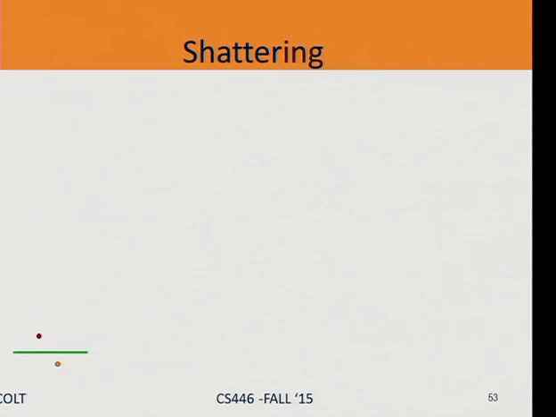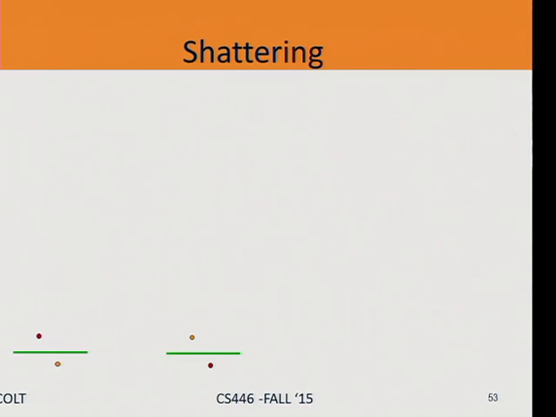Just 2 points. How many possible labelings can I give to 2 points? 4. Both can be negative, both can be positive, 1 positive, 1 negative, and vice versa. Right? 4 options. Now, in all cases, I can put a linear function between them.